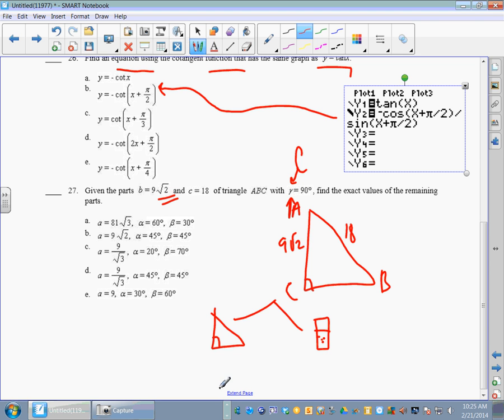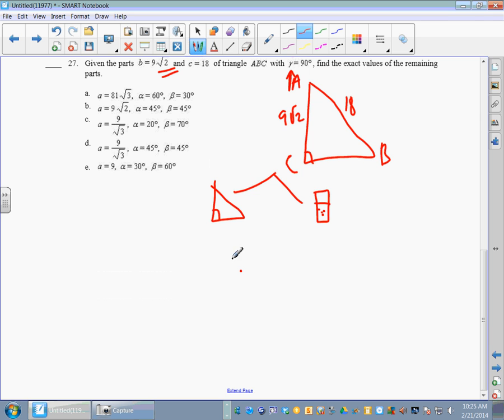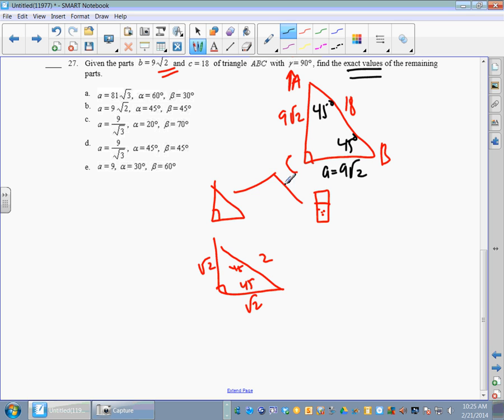Cole, which way do you do it? Okay. 45, 45, 90. We said root 2, and 2. So that means small a will be 9 root 2. This is 45 and 45. You saw the root 2 in there and it said exact value. But it says exact value, you only got 2 triangles to choose from.